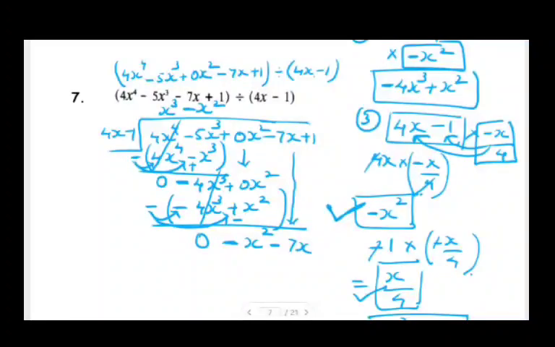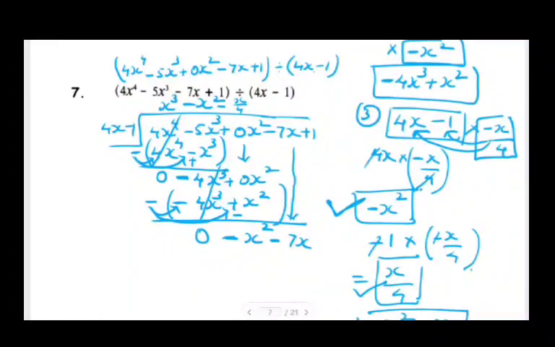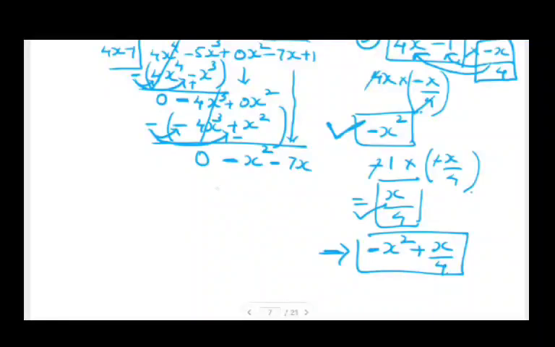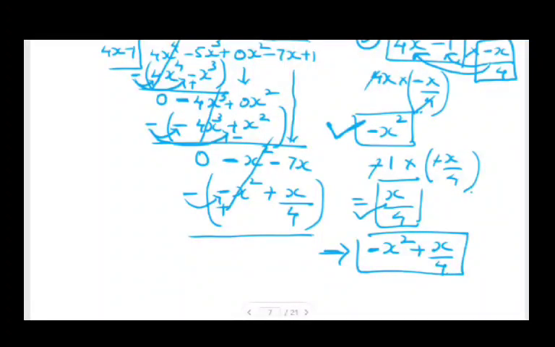So as in my quotient, I will have minus x upon 4. In my working, I will have minus x square plus x upon 4. Whole expression gets a negative, acquires a negative sign. Minus and minus become plus. So plus x square minus x square gone.